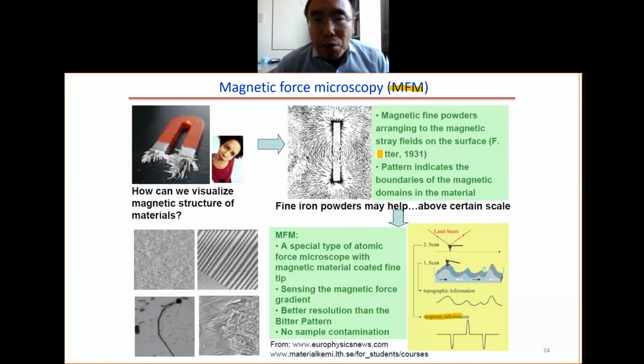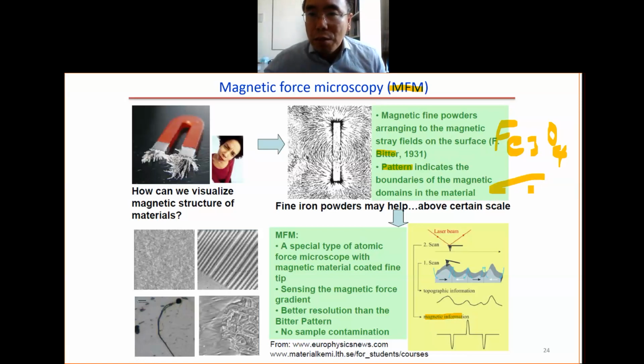At an earlier time, people used what is called a Bitter pattern, from Francis Bitter. You use some magnetic nanoparticles, for example iron, and the nanoparticles may be elongated, like nanoneedles. Then you put them along the magnet and shake it. The arrangement of the magnetic nanoparticles can tell you the magnetic field orientation. But the resolution is low, maybe 10 micrometer.